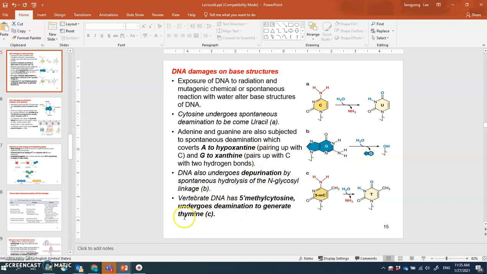Finally, 5-methylcytosine can undergo deamination as well. If that happens, it's going to generate thymine instead of cytosine. So C is switched to T. Of course, that's going to create a mutation. C base pairs with G, but now T will base pair with A. So these are all possible damages that can happen on your base structure through a mutagenic condition or mutation.